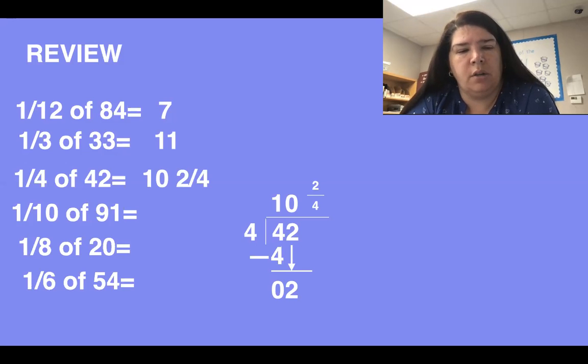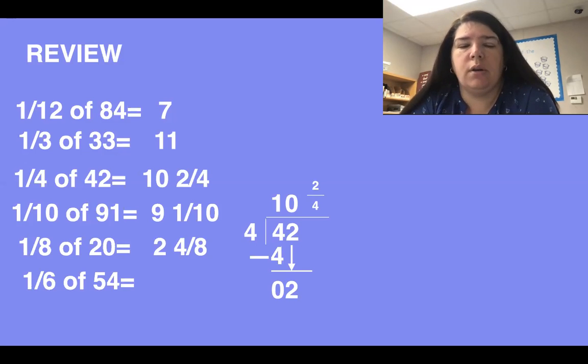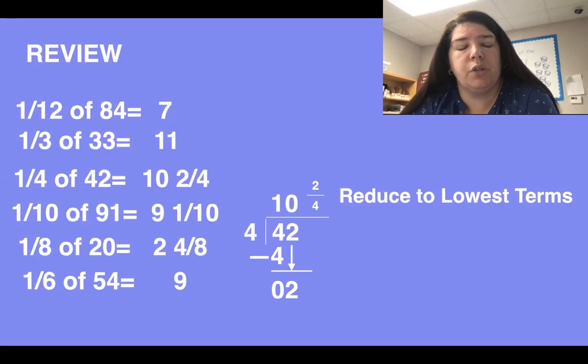So using that same model, can you tell me what is 1/10 of 91? Think about it. 91 divided by 10. We know it goes in 9 times, and 1 is left over, and 1/10. Very good, 9 and 1/10. How about 1/8 of 20? Excellent, 2 and 4/8. Now, in the next couple lessons, you'll go back to reducing fractions, but this one we left as 4/8. But just know that that should be reduced. How about 1/6 of 54? It is 9. Very good.